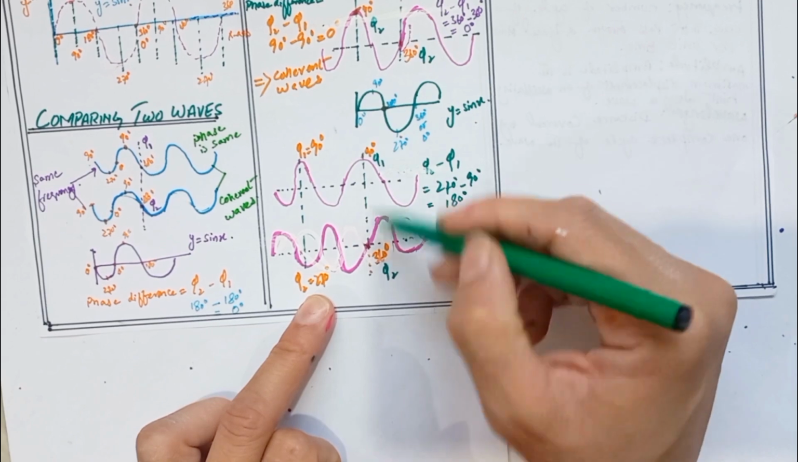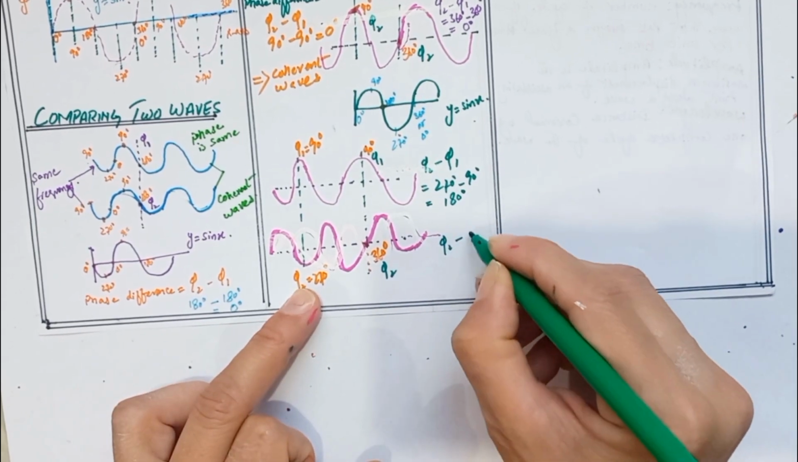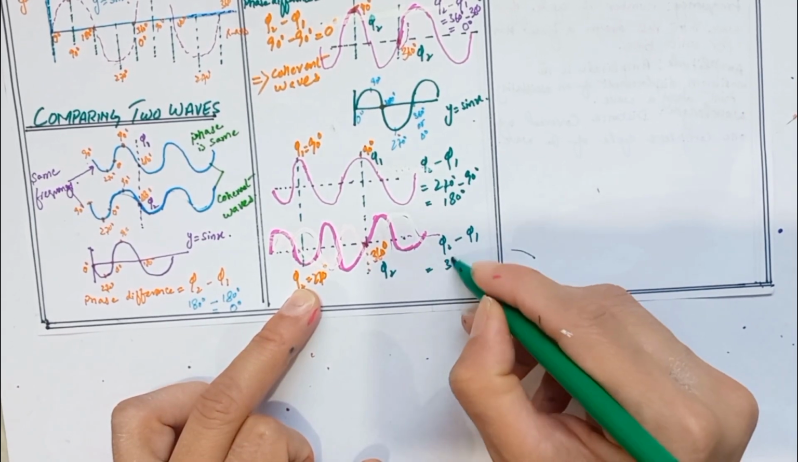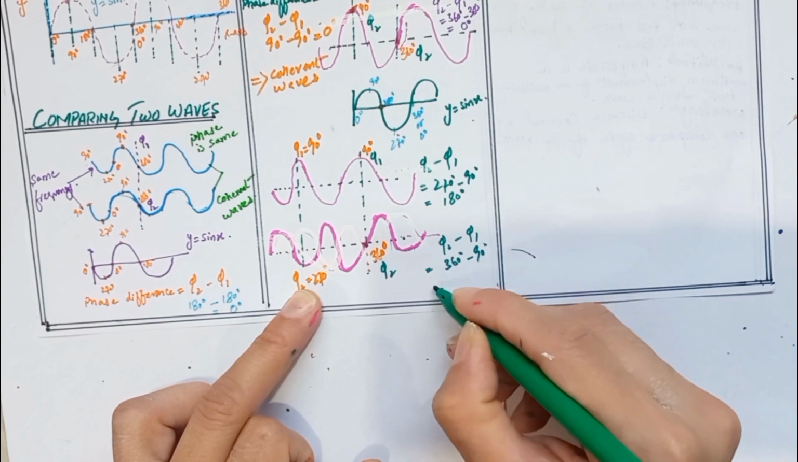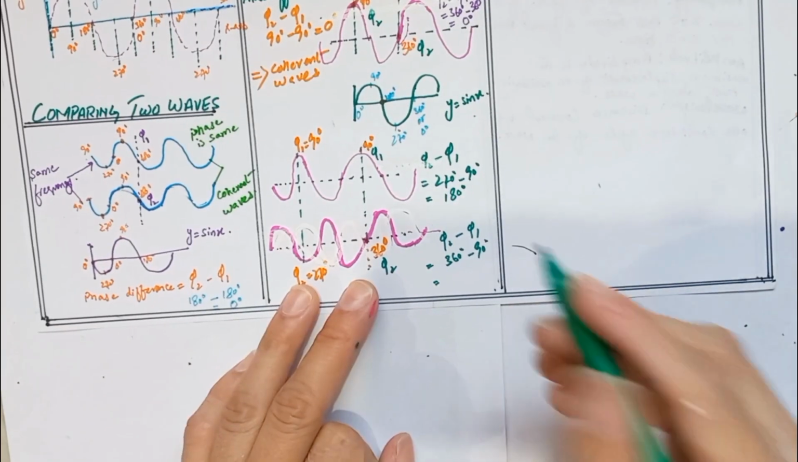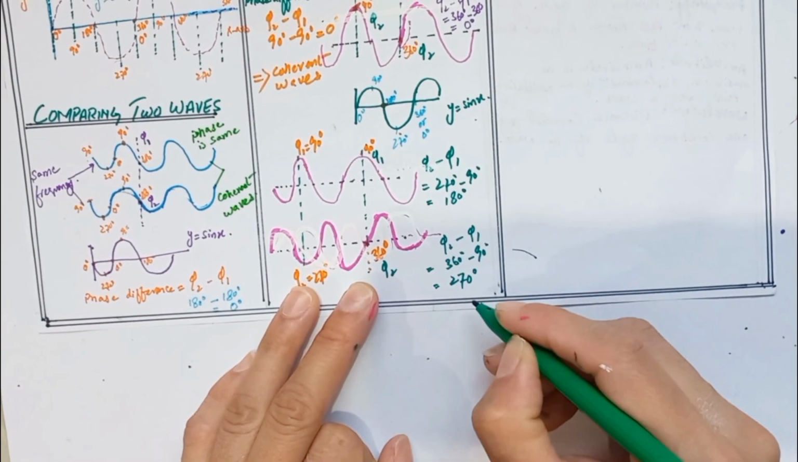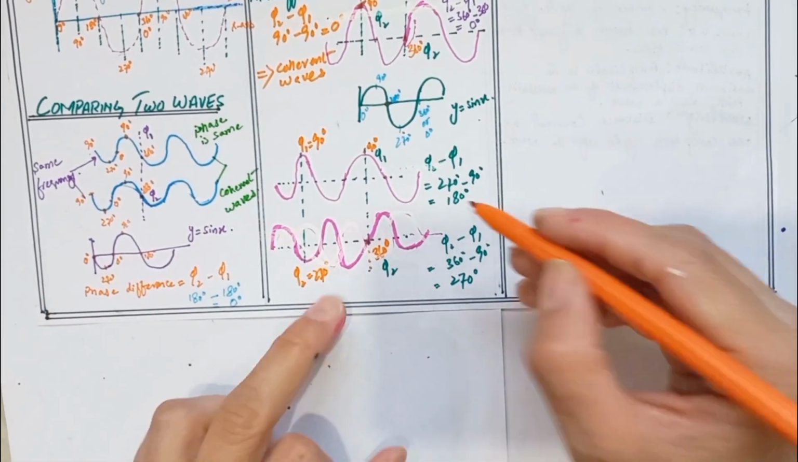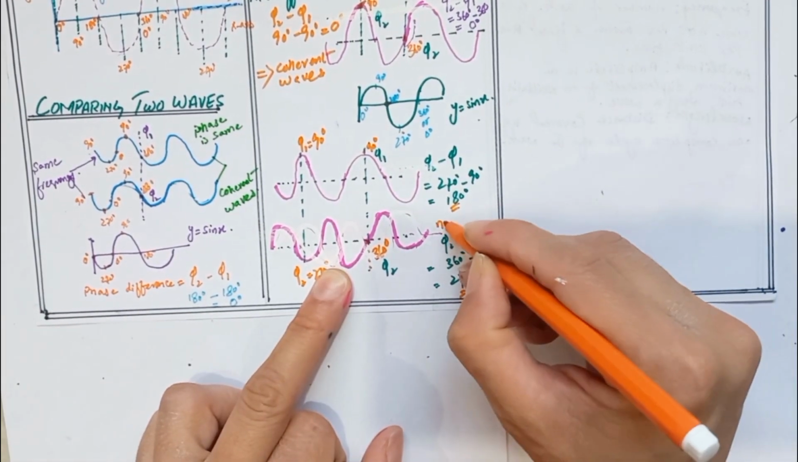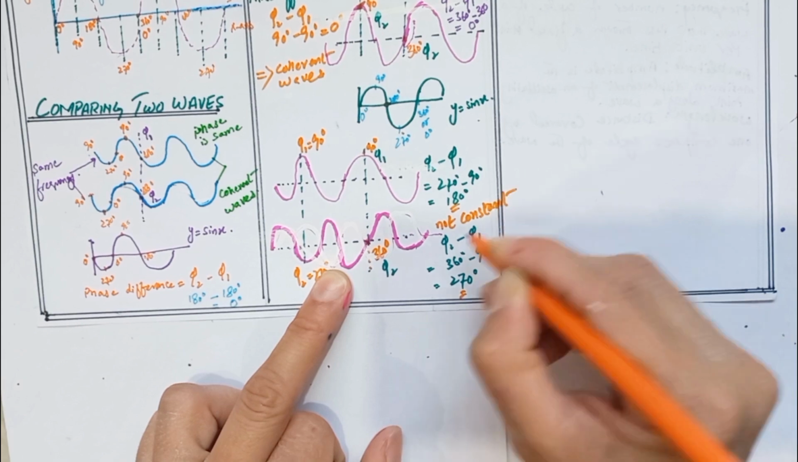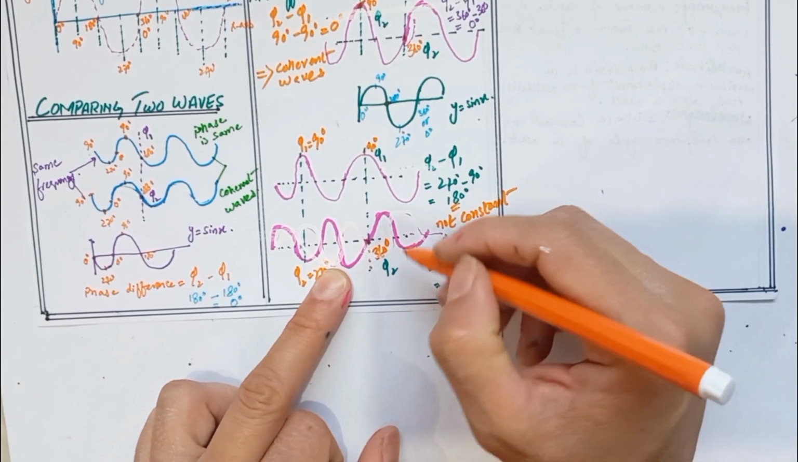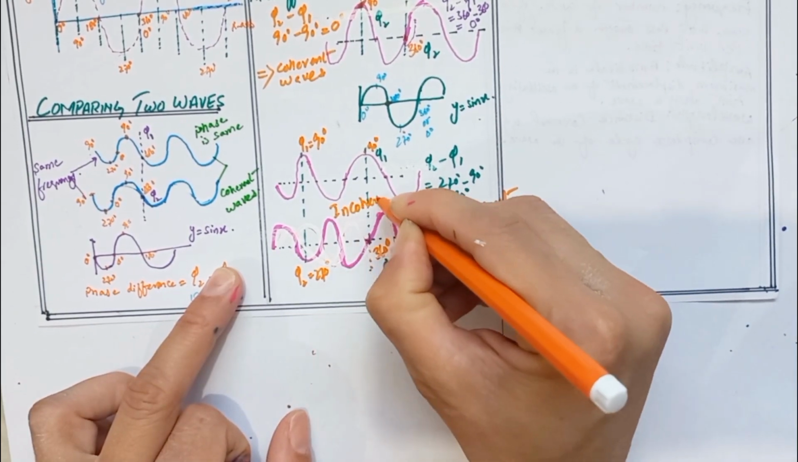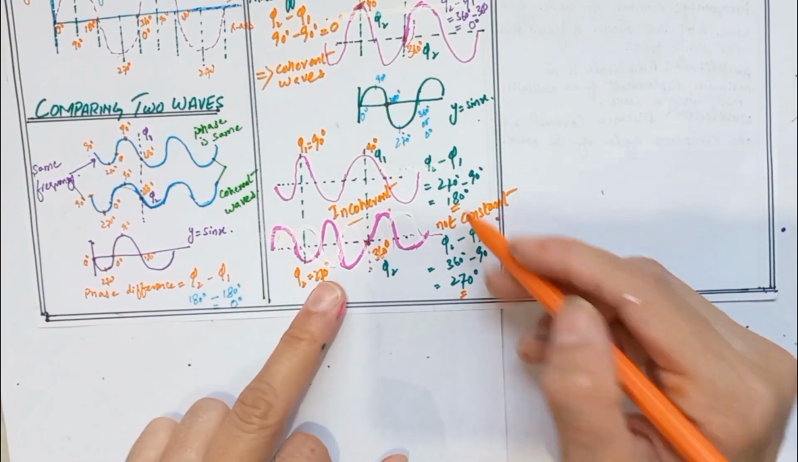If we calculate the phase difference between these two points, it is equal to phi 2 minus phi 1. Phi 2 here is 360 degree and phi 1 is 90 degree, so the phase difference is 270 degree. In this case, the phase difference is not constant. Here it is 180 degree and 270 degree, so the value is not constant. If the value is not constant, then these both waves are incoherent waves.